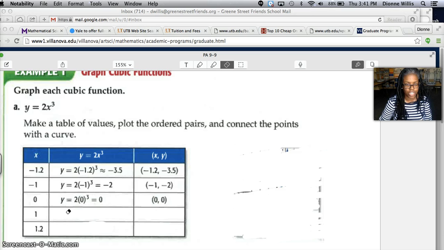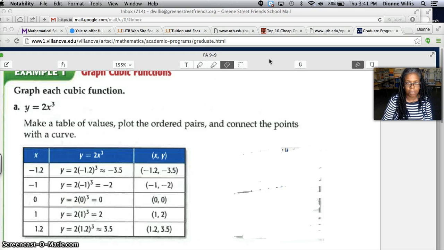It goes through the origin. And then look at the following pairs of calculations and the numbers that we got. Notice that -1, -2 is kind of like 1, 2, and -1.2 and -3.5 is kind of like 1.2 and 3.5.